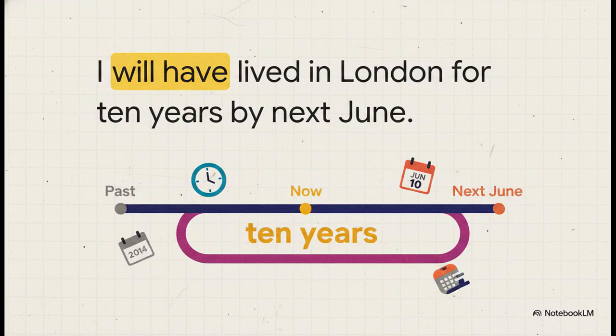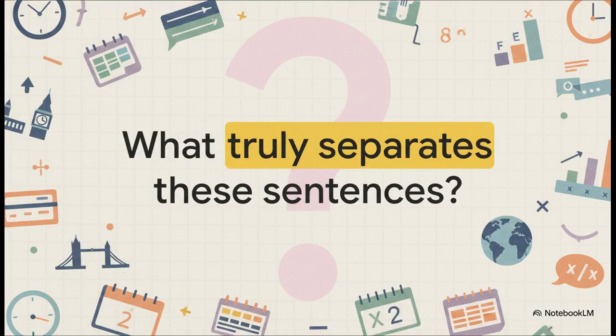And finally, just observe this absolute masterpiece of a sentence. I will have lived in London for 10 years by next June. This reveals a beautifully complex layering. We're projecting into the future, calculating a completion point, and measuring a very specific duration, all at the exact same time.